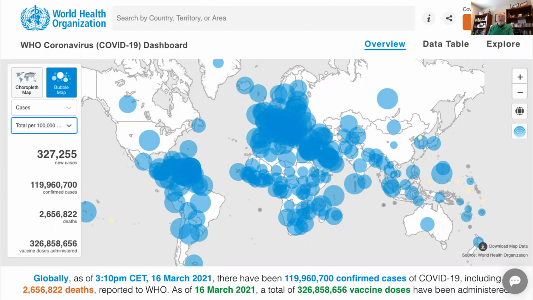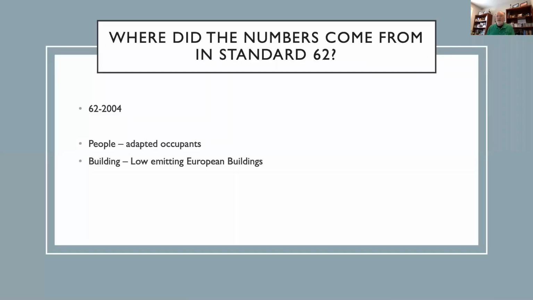So the question is, does ASHRAE 62, this ventilation standard, deal with that? The answer is no, it didn't, because who knew? The United States had not had a full pandemic since basically 1918, it had been 100 years. So who was going to worry about something that happened 100 years ago? We've got vaccines, we've got antibiotics, we don't need to worry about it.